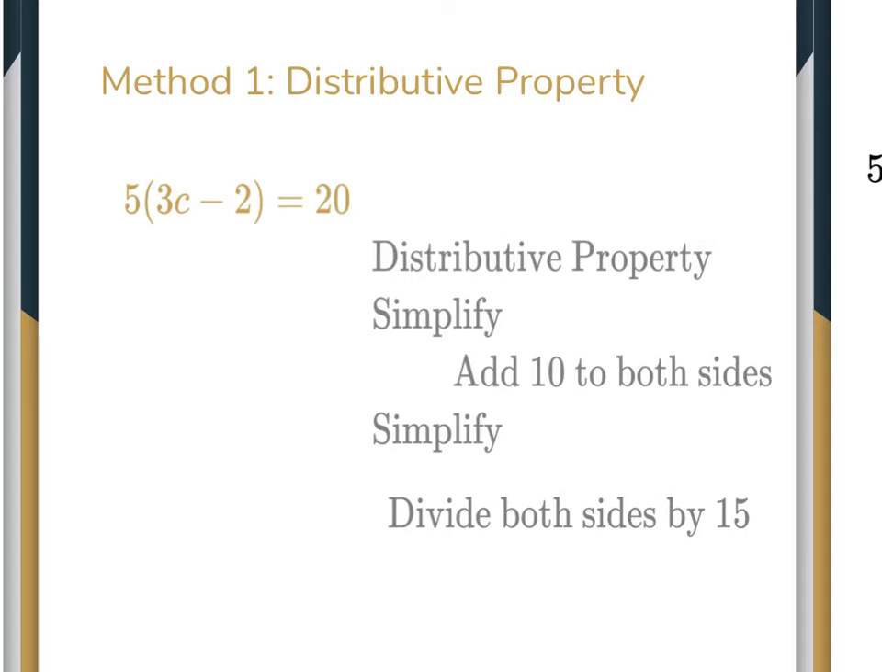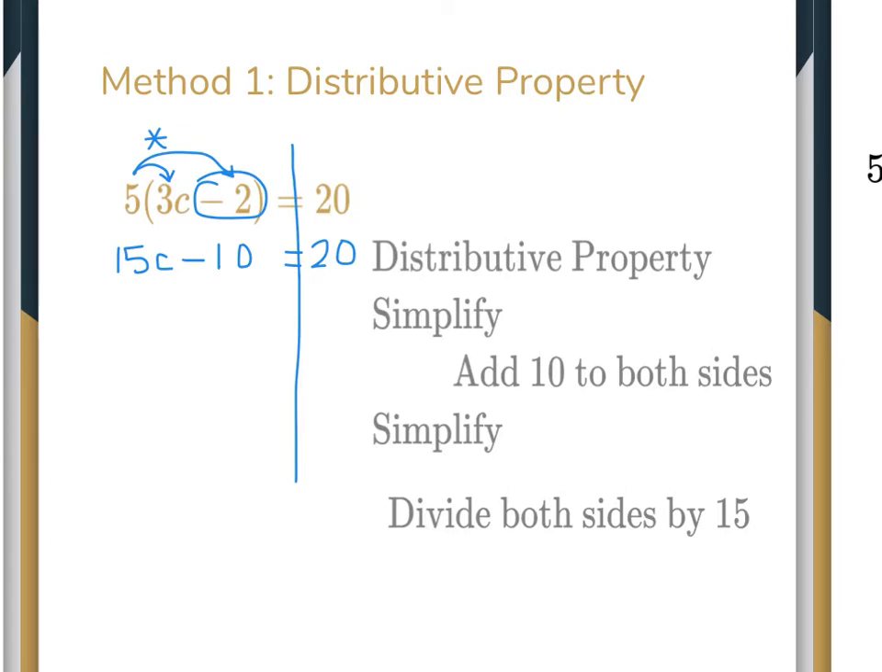Now the first way is like we've been doing, which is take that 5, let me just draw my line, take that 5 and distribute it, multiply it to each term inside of the parentheses. So 5 times 3 will give you 15, then you put the c back on. Then 5 times negative 2 will give you a negative 10. So you bring down the equals and the 20. Now you have your regular two-step equation.